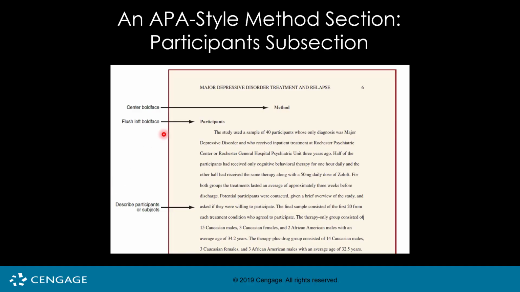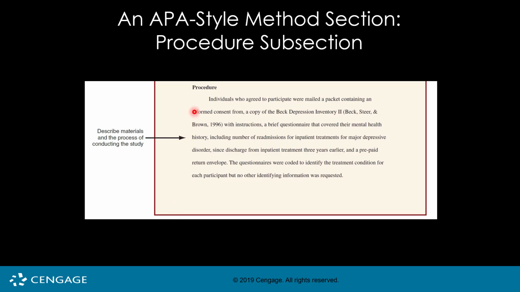All right, so for the methods section, just to highlight here, the first level heading is centered and bolded. Second level heading is left justified, or flush left, and bolded. And then this is just an example of how the participants are described. Here's another second level heading, and then again describing an example of what the participants did.